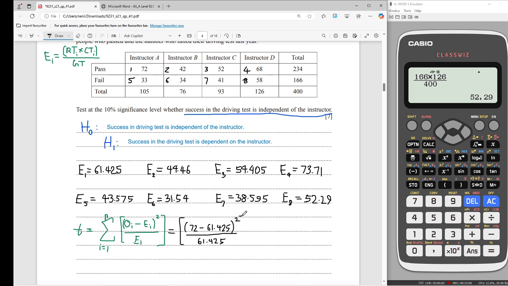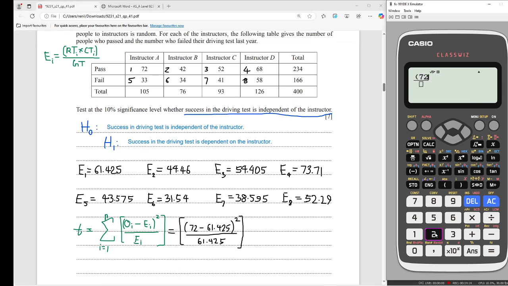Okay, moving on, let's plug this into the calculator. 72 minus 61.425 whole square divided by 61.425. Okay, so now you can calculate the value for this, but just note that it's going to be more difficult to calculate all the test statistic because we need the exact value. So I'd suggest just keeping it in the calculator for now.